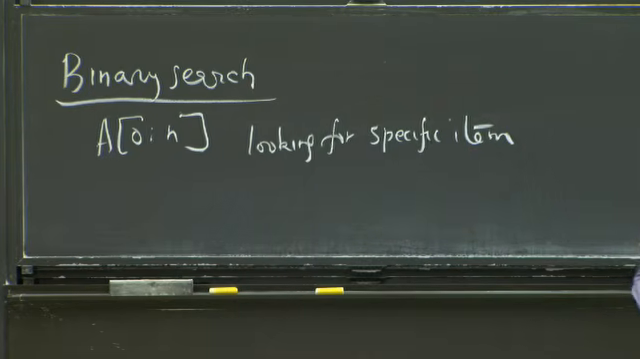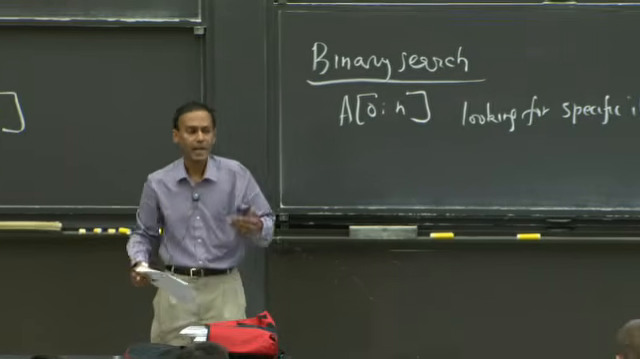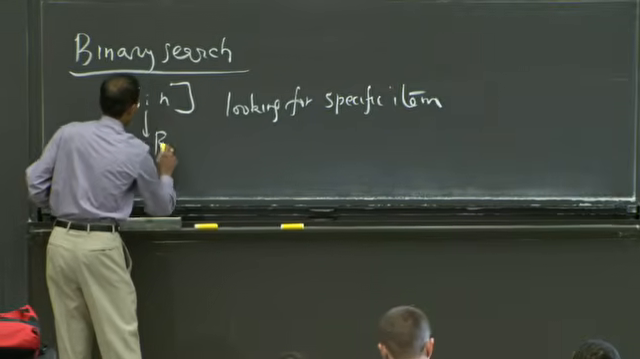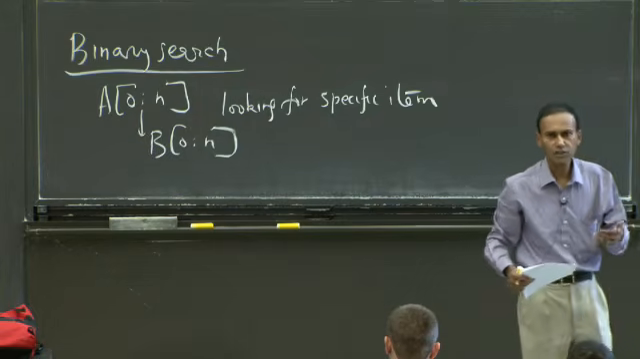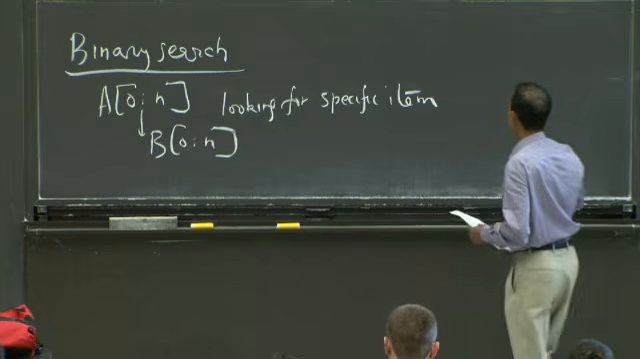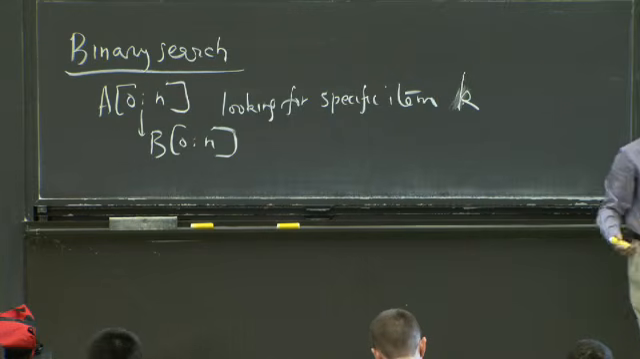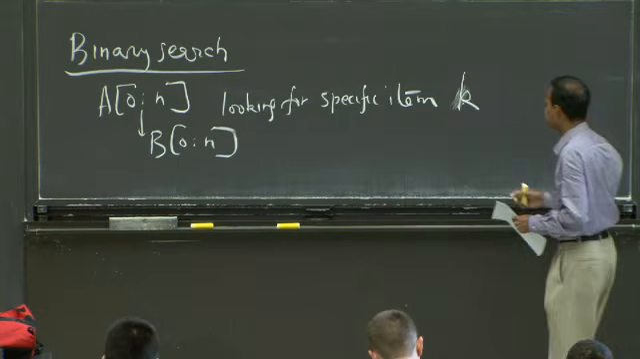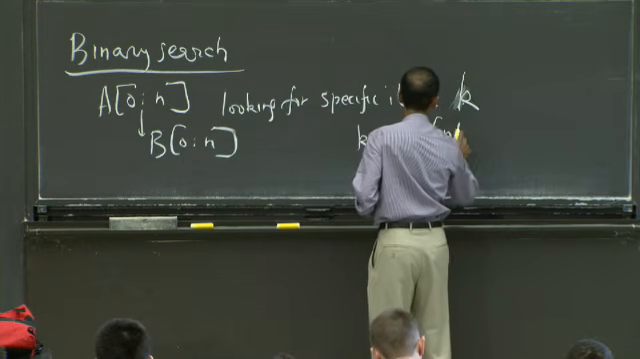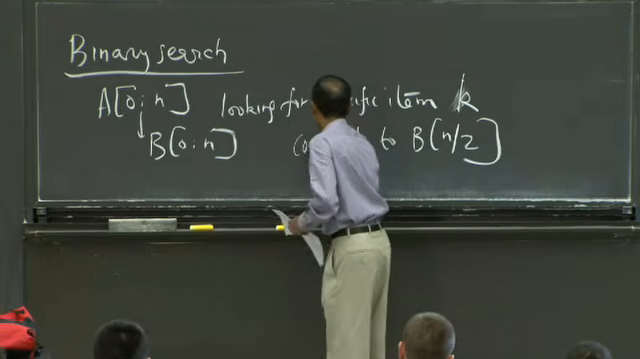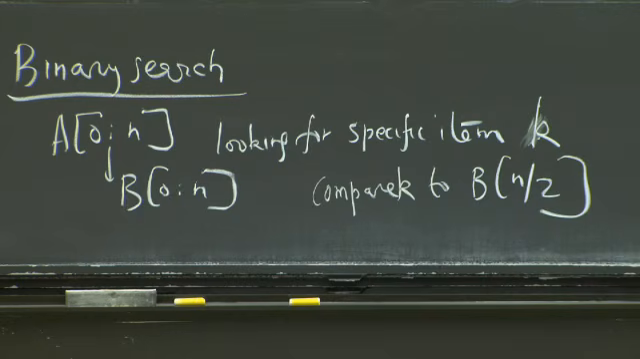You could obviously scan the array, and that would take you linear time to find this item. If the array happened to be sorted, then you can find this in logarithmic time using what's called binary search. Okay? And binary search, let's say you're looking for a specific item, let's call it k. Binary search, roughly speaking, would work like this: you compare k to, again, b of n over 2, and decide, given that b is sorted, you get to look at 1/2 of the array.